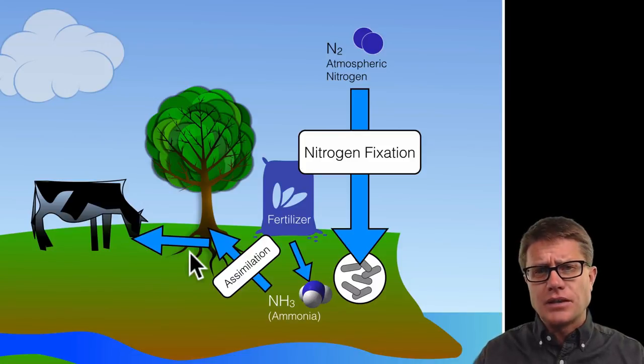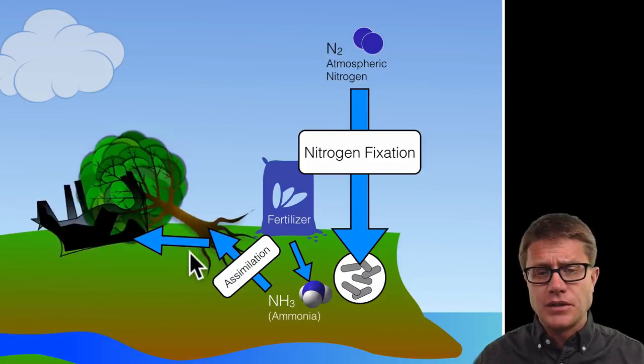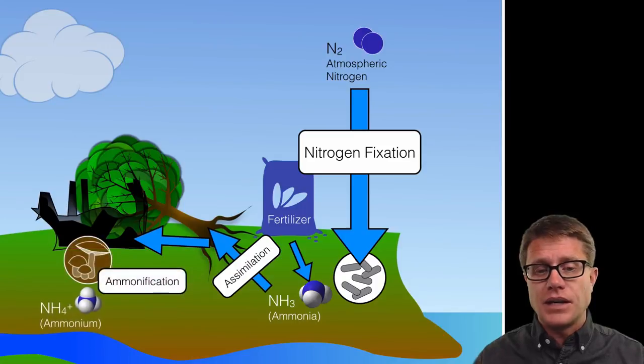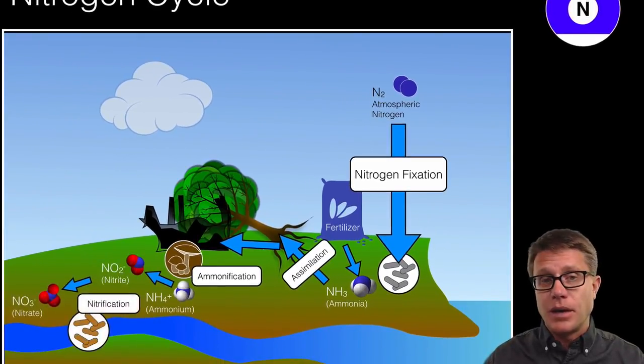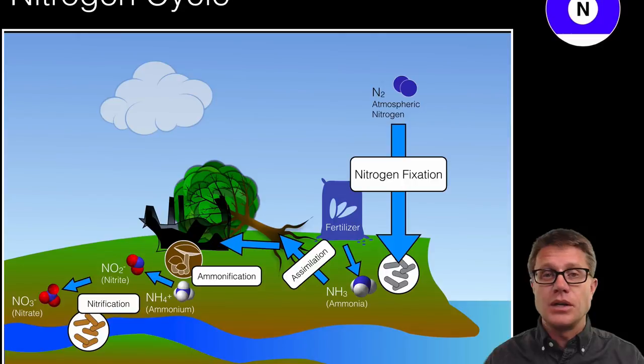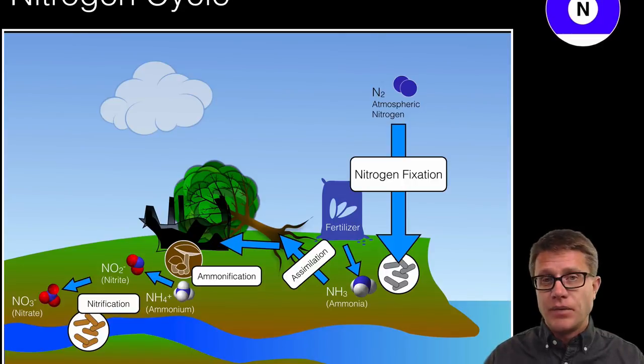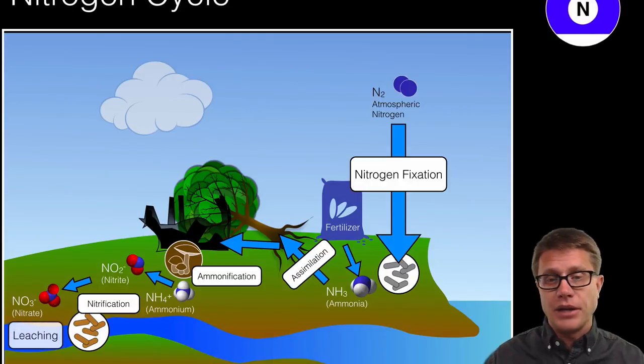Now, how does it get returned back to the atmosphere? It's kind of complex. What happens is we have death. We then have decay, and so bacteria or fungi are going to convert that nitrogen into ammonium, and then we have other bacteria, nitrifying bacteria, that are going to convert that ammonium into nitrites and then nitrates. Now, the nitrates can be leached. They can move into the water supply of our planet.